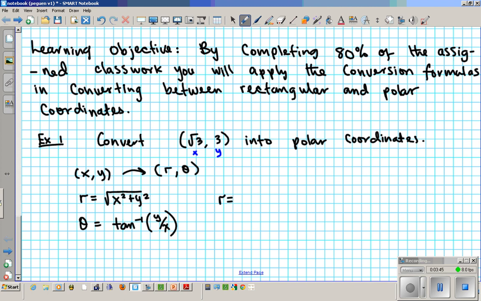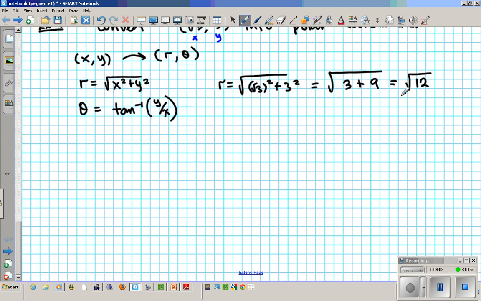So r is going to be the square root of root 3 squared plus 3 squared. Now the square and square root cancel out in their inverse operations. You have 3 plus 9 equals the square root of 12. Can this be simplified? Let's see. Take out 2, 6, 2, 3. These two repeat, so they can break out of the radical as just 2. So 12 is basically 2 rad 3. All right, so that's what r is.